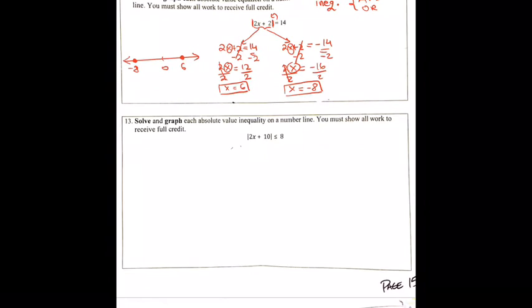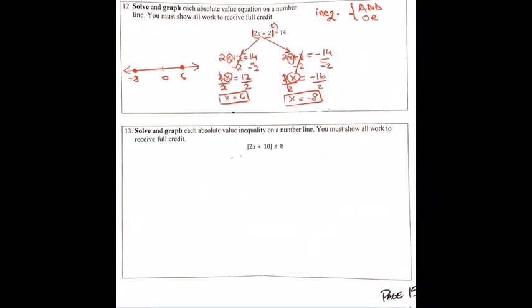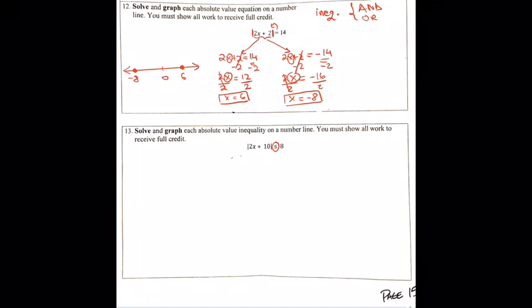Problem 13 is a very similar idea to what we just did, but now we have, instead of the equal sign, an inequality. Less or equal than. I still follow very similar steps. Step number 1, isolate your absolute value. My absolute value is already isolated. It's by itself on the left side of the inequality sign. So now I can move on to splitting this into 2.